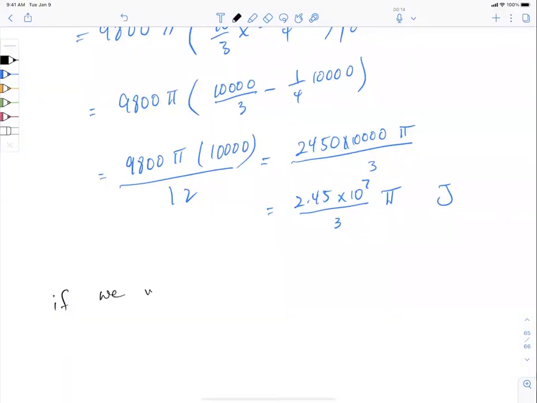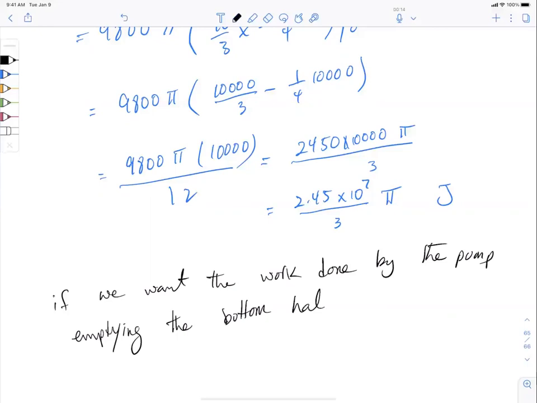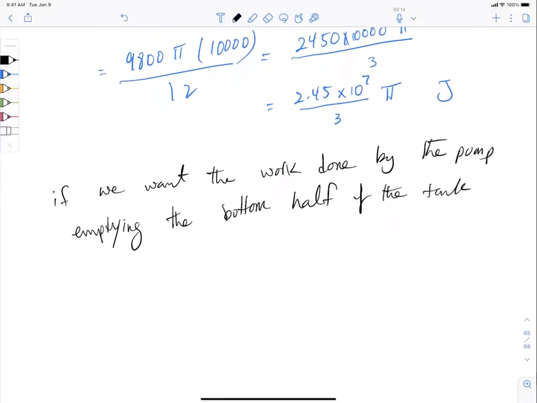if we want the work done by the pump emptying the bottom half of the tank, all it would do is change the bounds. Instead of from 0 to 10, it goes from 5 to 10. Everything else stays the same. No problem. And you would have to calculate that. But if it's the top half of the tank, then you would do that as well.